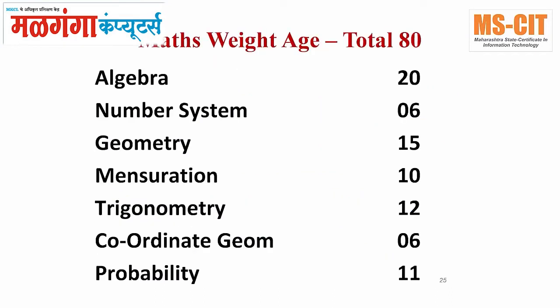This is the maths weightage, chapter wise weightage. If you observe, algebra weightage is maximum, 20 marks. And next to that, geometry 15 marks. All chapters are important, but focus on each chapter as per the weightage. Naturally, for algebra and geometry, as the weightage is 20 and 15, 35 marks, you will focus more on those 2 topics.